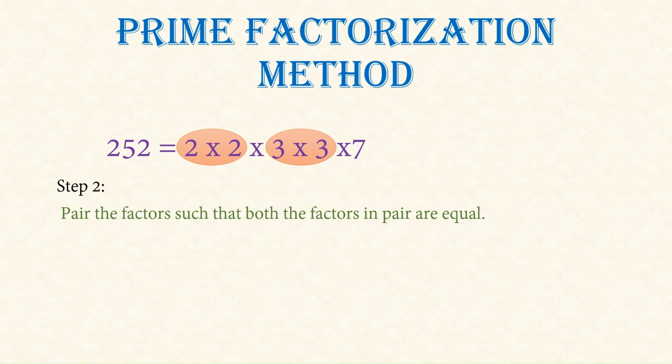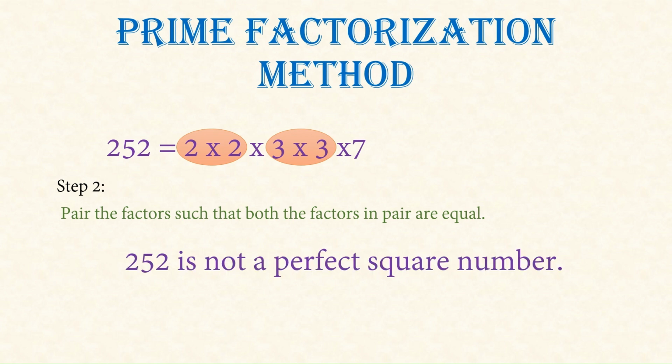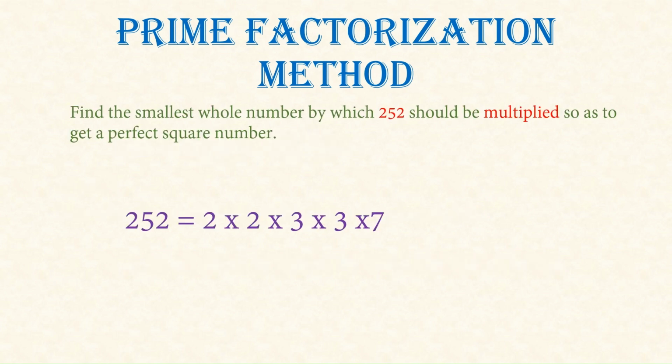This prime factorization is useful to answer questions like this. The question might be: find the smallest whole number by which 252 should be multiplied so as to get a perfect square number. Now we know that 252 can be written like this: 2 into 2 into 3 into 3 into 7. And we also have done this grouping. If we get another 7 here, that is into 7, then it forms a pair. To multiply by 7 on the right hand side, even on the left hand side also, we have to multiply the number by 7, so the balance of the equation doesn't get disturbed.